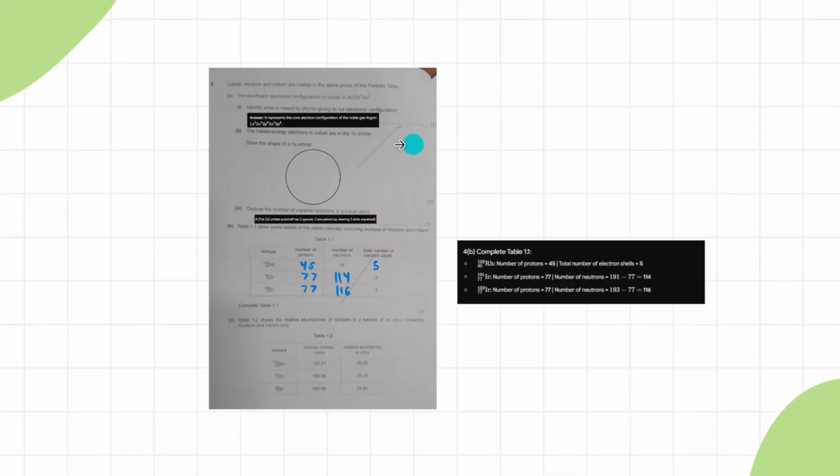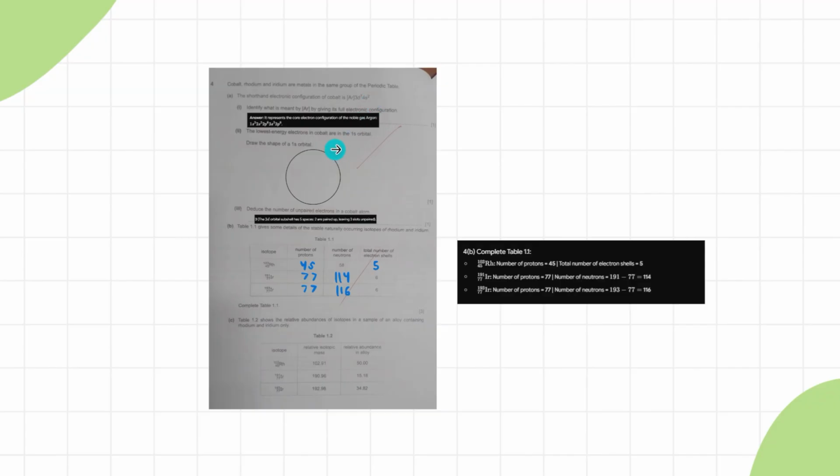Next. Cobalt, rhodium and iridium are metals in the same group of the periodic table. The shorthand electronic configuration of cobalt is [R] 3d7 4s2. Identify what is meant by R by giving its full electron configuration. The answer is it represents the core electron configuration of the noble gas argon: 1s2, 2s2, 2p6, 3s2, 3p6.